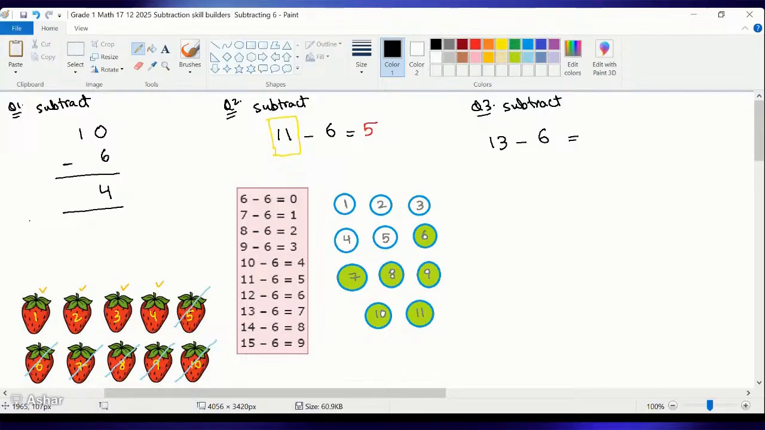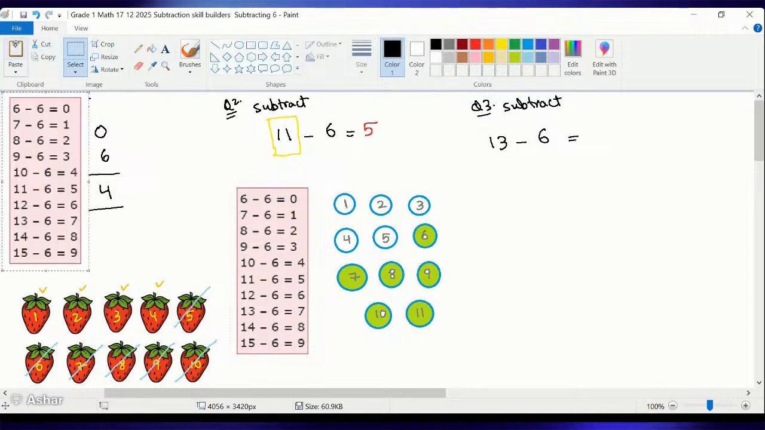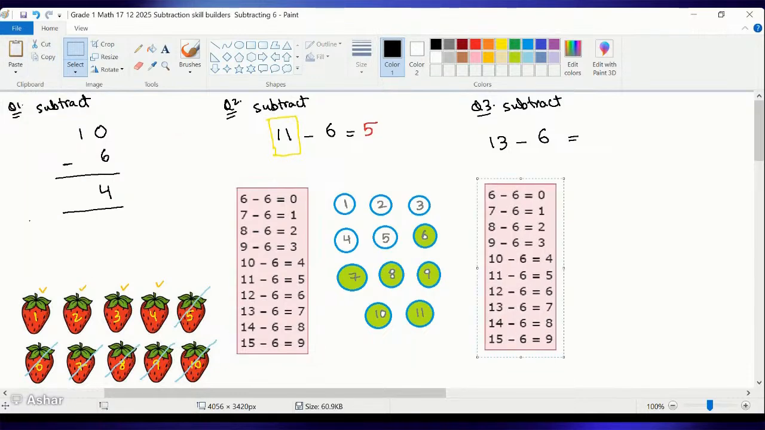Okay, so from the grid, we remember that 13 minus 6 is 7, right? 13 minus 6 is 7. So we can always write the answer as 7 over here. Or we can again suppose some diagrams, an object.